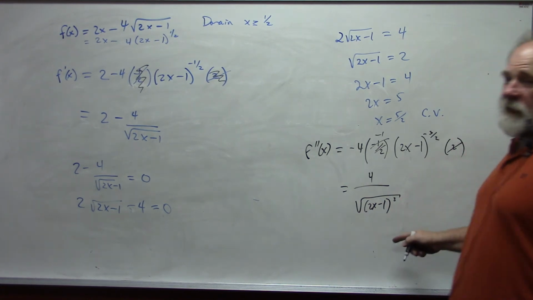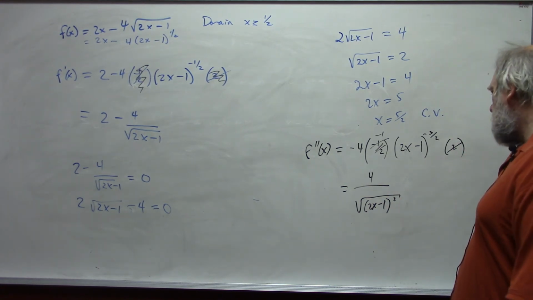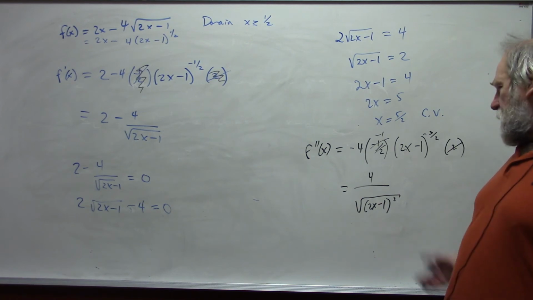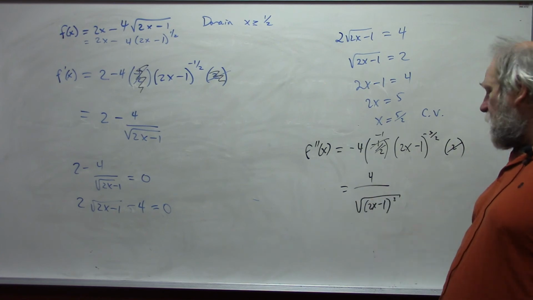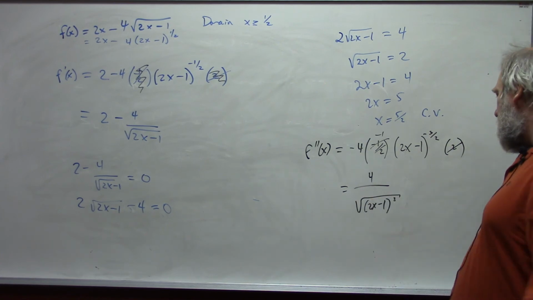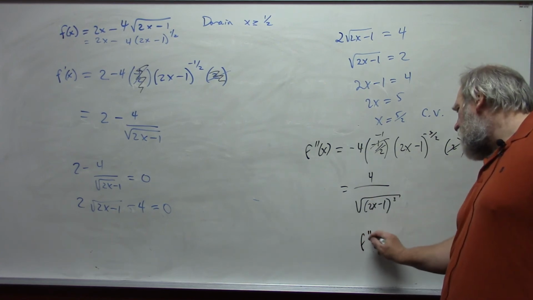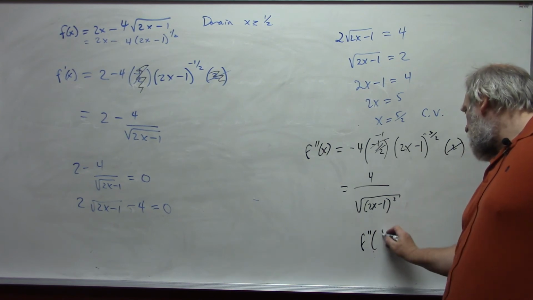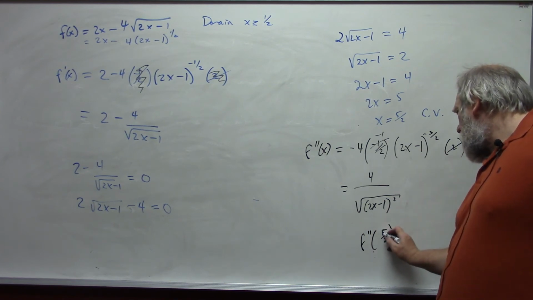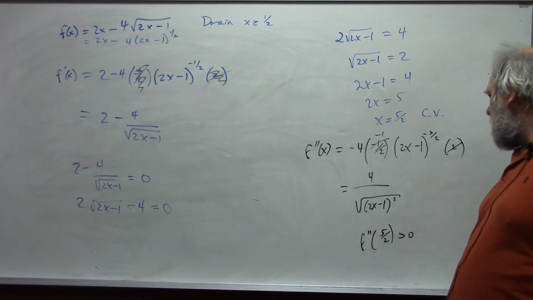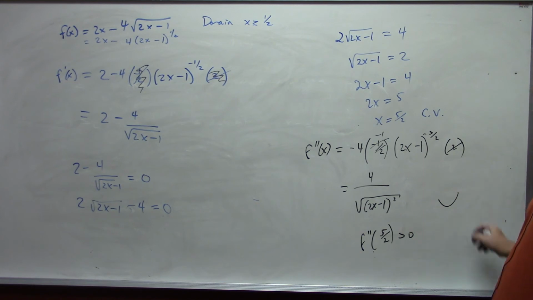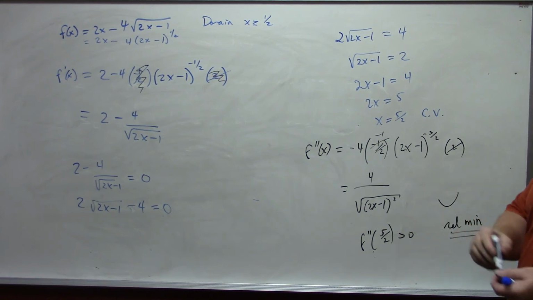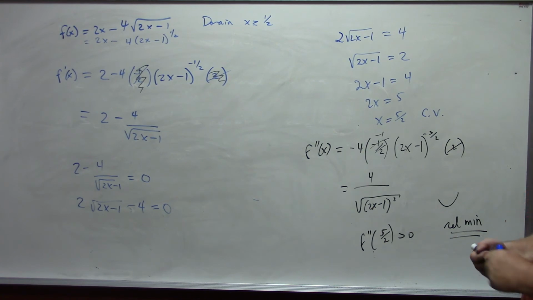Now, the square root is always positive for any value other than what makes it 0. And so at 5 halves, this result is positive. I don't really care what the value is. All I care about is that when I plug in 5 halves, my result comes out to be positive. Therefore, my original function is concave up, which means I get a relative min at x equals 5 halves.